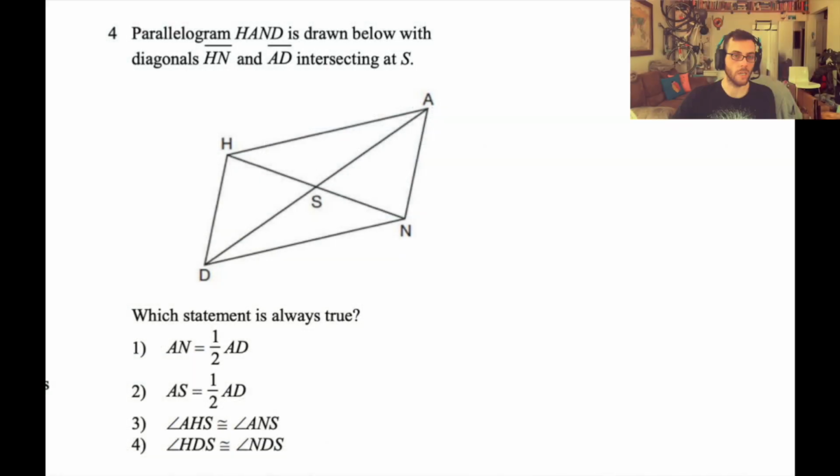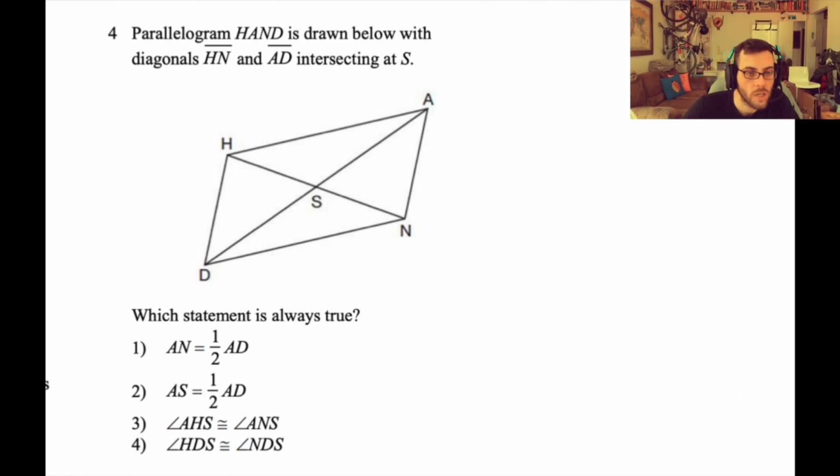So if we look at our question here, we're told that in parallelogram HAND, below is drawn diagonals HN and AD intersecting at S. Our question is, which of these statements is always true? What we just saw in our previous question, question 5, is that our diagonals always bisect one another. That doesn't mean all of our portions that get broken up are going to be congruent to one another, but at least in this particular example, DS is going to be congruent to SA, HS congruent to SN, and vice versa.